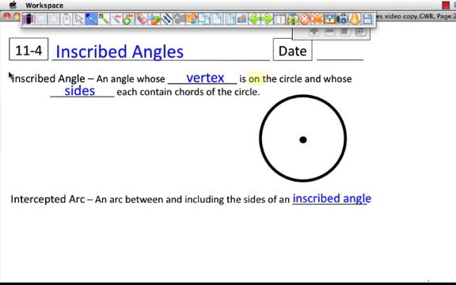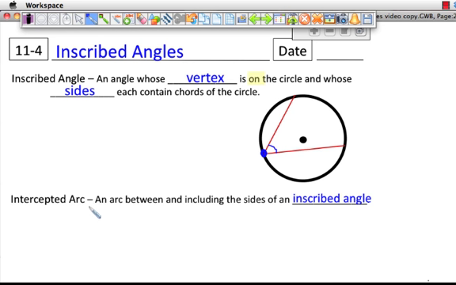Okay, for today we're going to look at section 11-4, inscribed angles. An inscribed angle is an angle whose vertex is right on the circle, but whose sides each contain chords of the circle. So when you have two chords of the circle, if they meet to form an angle where the angle is right on the circle, then you have an inscribed angle right there.